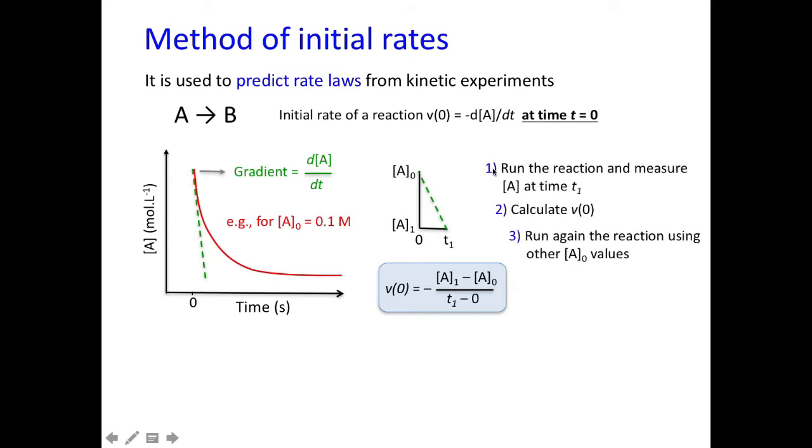So what do we need to do? We run the reaction and measure the concentration of A at time t1. We should know, of course, the initial concentration of A in the experiment, and we just measure the concentration of A at time t1, and we use this formula to calculate V0. And then we run the reaction again using different initial concentrations of A.